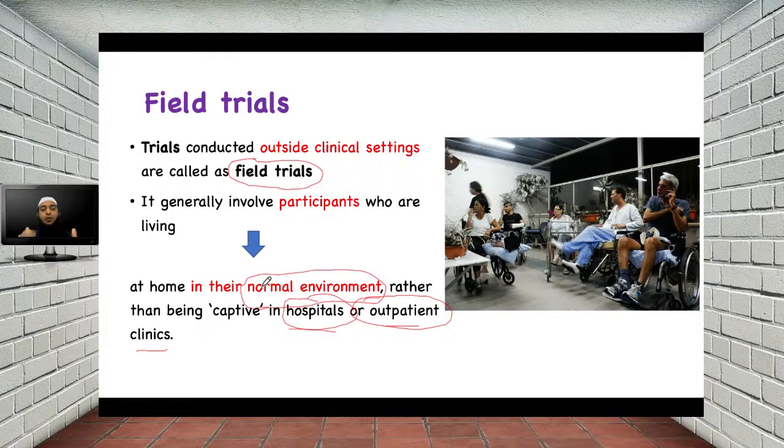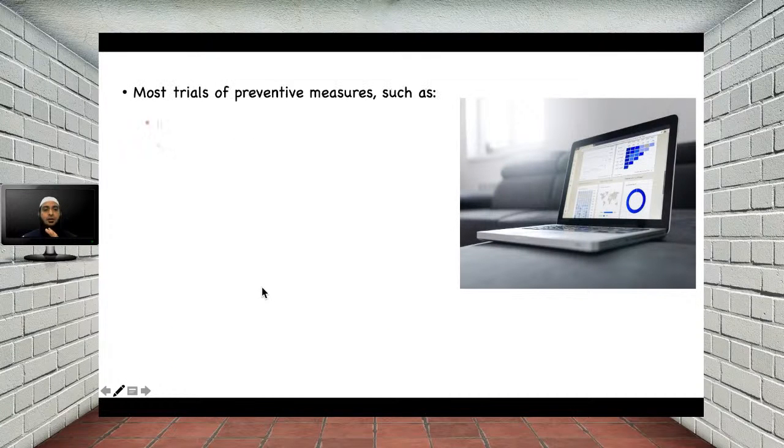So one important difference between the clinical trial and the field trial is that clinical trials are conducted especially in the hospital, whereas field trials are conducted at home. You are giving the medicine, asking the patient to go home, take those medicines, and then on the basis of the questionnaire you are gathering the data. So that is called a field trial. Most of the trials of preventive measures such as immunization or health education are field trials.